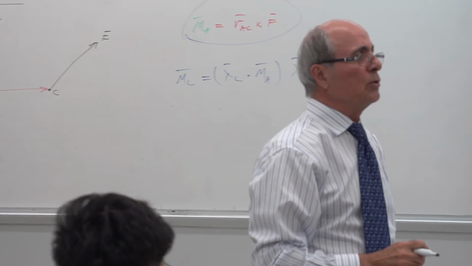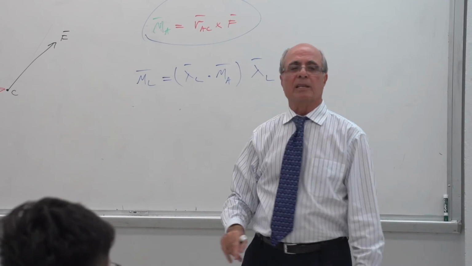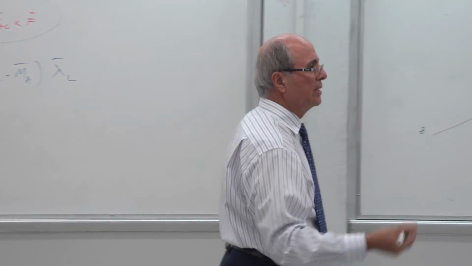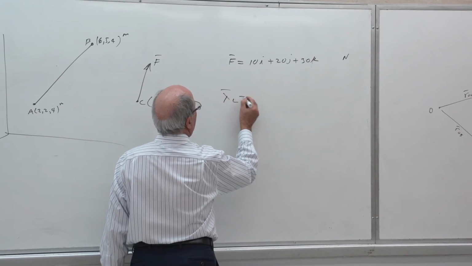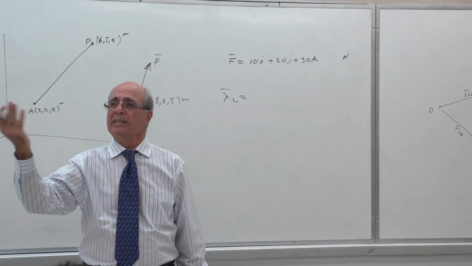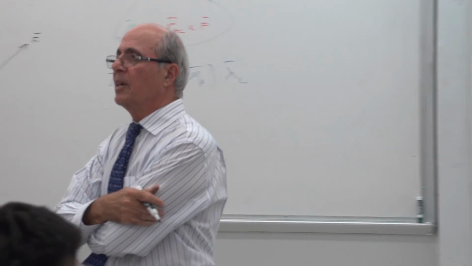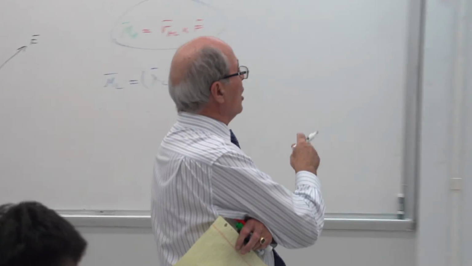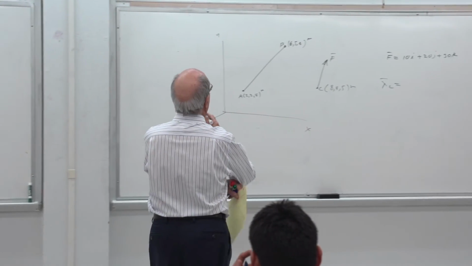What did I ask you to do first? First, what do you need? Obviously, we need lambda L. Do we know how to calculate lambda L? Let's do it. I noticed a couple of you were indicating how: taking the two points, subtracting, equal to R_AB divided by its magnitude.